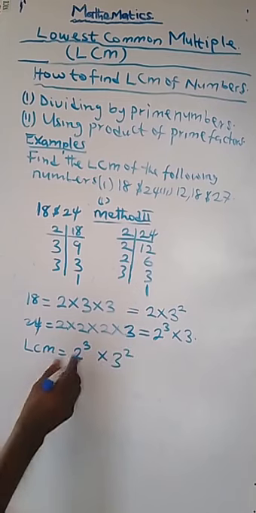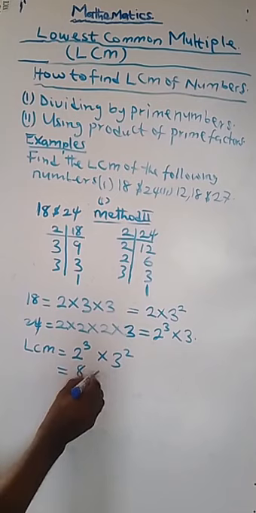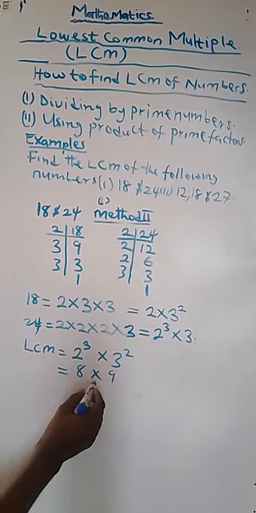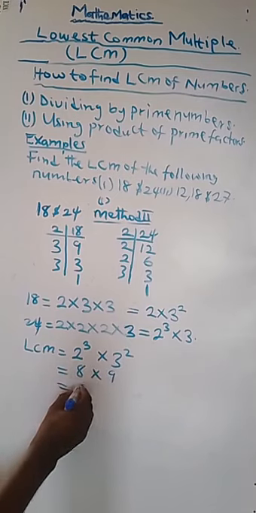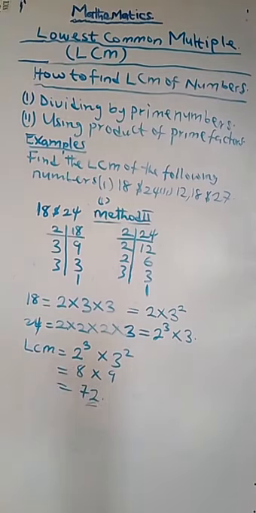2 raised to power 3 is 2 times 2 times 2. That is 2 times 2, 4. 4 times 2, 8. 8 times 9 is 72. So that means our answer is correct using the 2 methods.